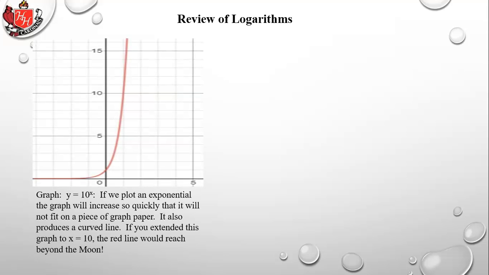So the graph 10 raised to the x, if you plot that exponential, the graph increases so quickly it won't fit on a piece of paper. And if your computer is the same size as mine, as you're looking at this video, if you extended this graph to x equals 10, that means 10 to the 10th. Given that 0 to 10 is about 1.5 inches, maybe almost 2 inches, that means that red line would extend past the moon. That's how fast that exponential grows.